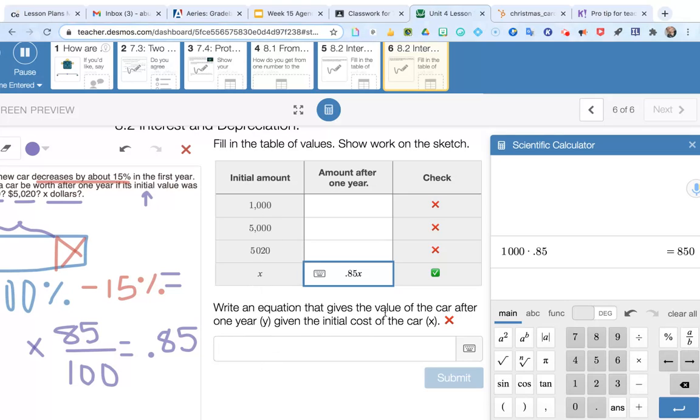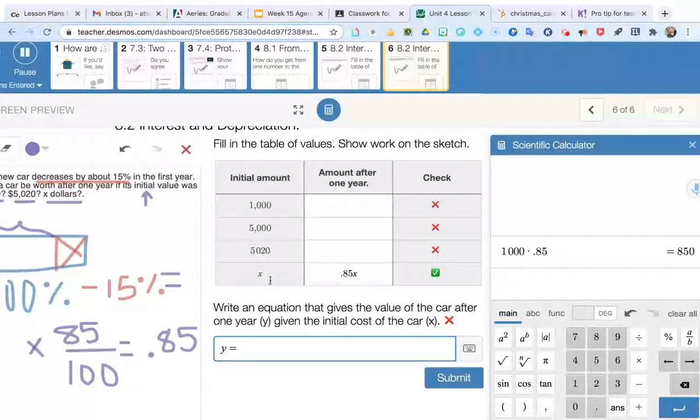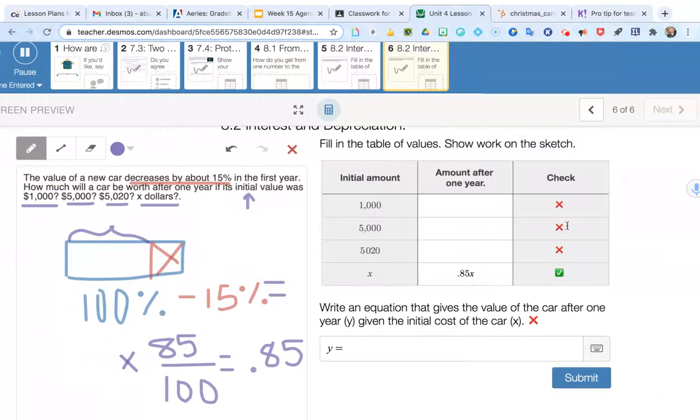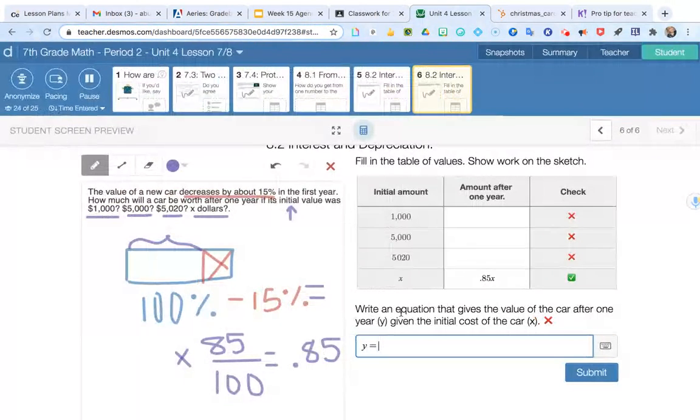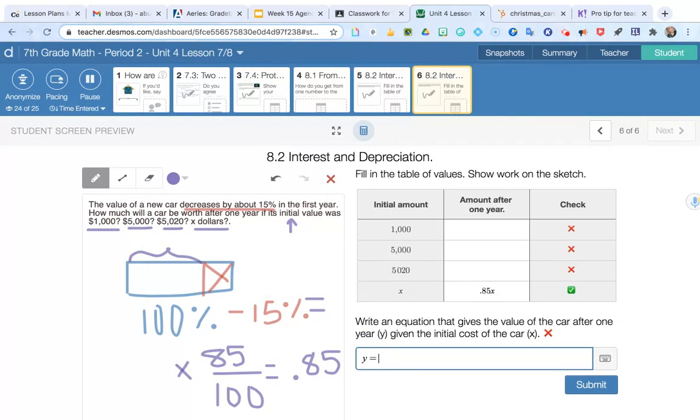It says write an equation. So it says write an equation that gives the value of the car after 1 year. So this column, Y, equals what in terms of the initial X. So what does Y equal in terms of X? I'm going to have you finish this. This little red X will turn into a green check mark if you got it correct. If you don't know what it is, go back to number 5. It's very similar. But I want you to kind of think about what is the equation? What does this column equal in terms of X? What's my formula? I want you to think through that one and finish the table.